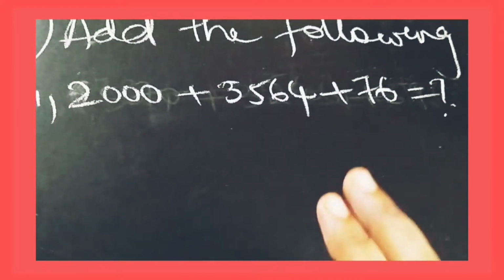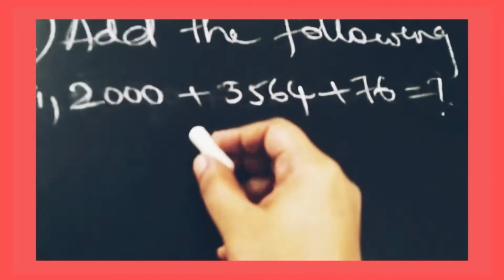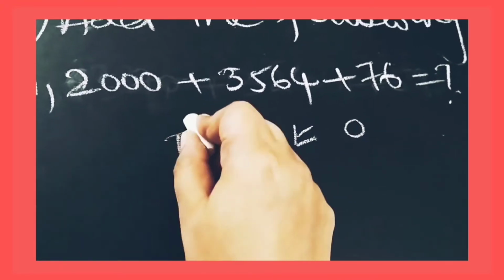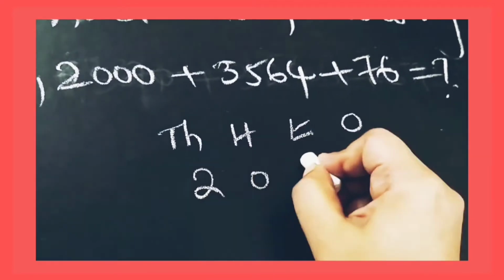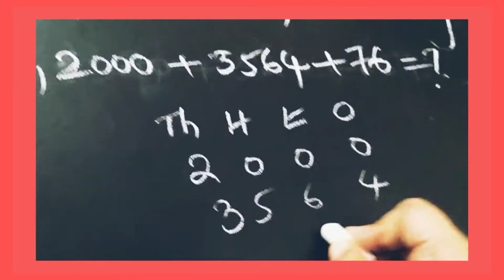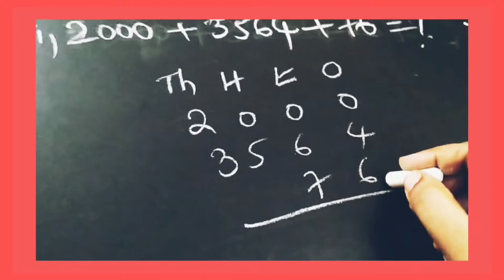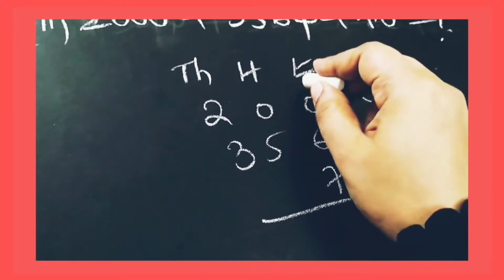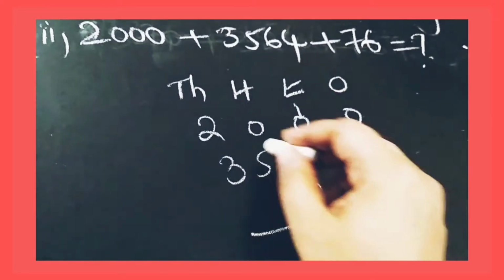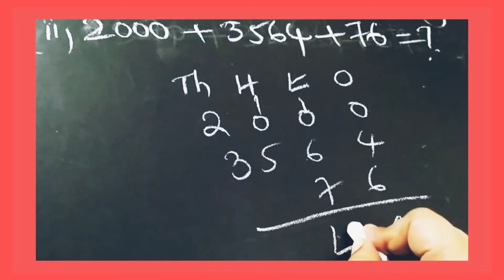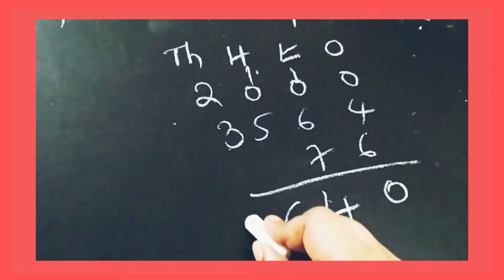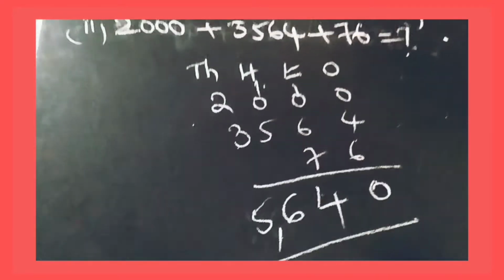First one is. Second one is 2000 plus 3564 plus 76. So again 1000 is there. Ones, tens, 100, 1000. It is 2000. Okay. Then 3564. Then 76. 6, 7, 8, 9, 10. It is 10. So 6 plus 1 is 7. 7 plus 7 is 14. 5 plus 1 is 6. 3, 4, 5. It is 5640.